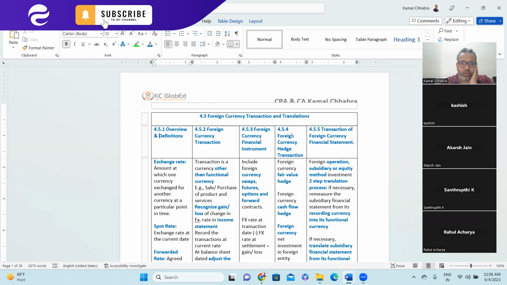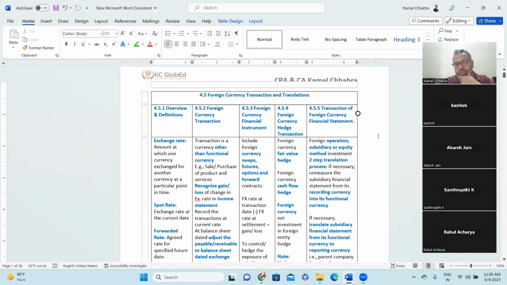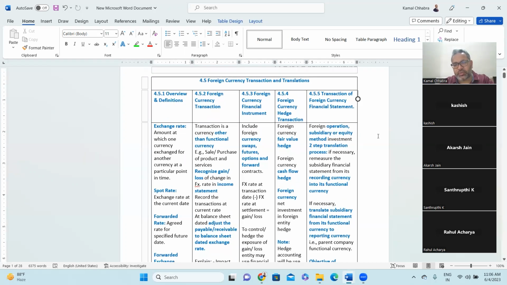So first one is overview and definitions. What comes in foreign currency transaction and what comes in foreign currency translation? What all important terms should you be aware of? The first one is exchange rate. What is exchange rate?